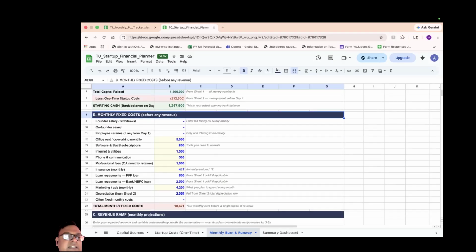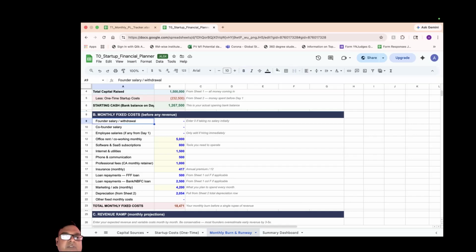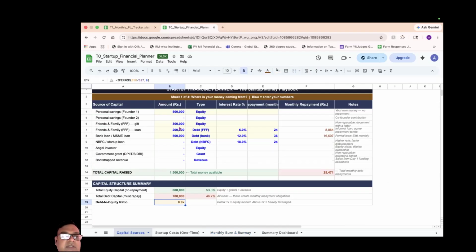Okay. Then let's discuss the monthly fixed cost. Founder salary, if there is one. There's no co-founder here. If there are employees, initially maybe a one-person team or two persons at max. There's an office rent of 5,000 rupees. Software and other subscriptions, 800 rupees. Internet, 1,500. Phone, 500. Professional fees, 1,000. These are the fixed ones. Insurance, 417. This is monthly, by the way. Loan repayments, 500 rupees, which we have calculated using our previous two values.